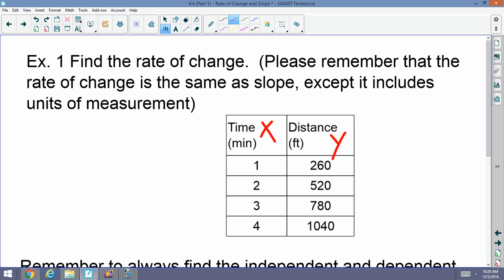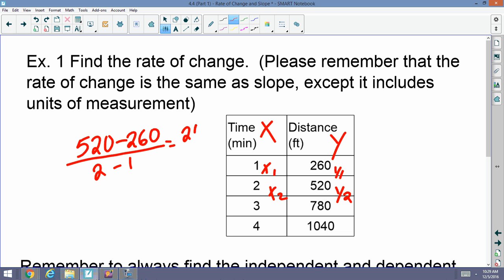So now I'm going to label x1, y1, x2, y2. And now I'm going to follow my formula: y2 minus y1 over x2 minus x1. So this equals 260 feet every 1 minute. What does this mean? This means that forever, whatever's happening in this particular function, I am going up 260 feet for every 1 minute. Every minute I'm going up another 260 feet, or traveling another 260 feet. Every minute, my distance increases by 260.